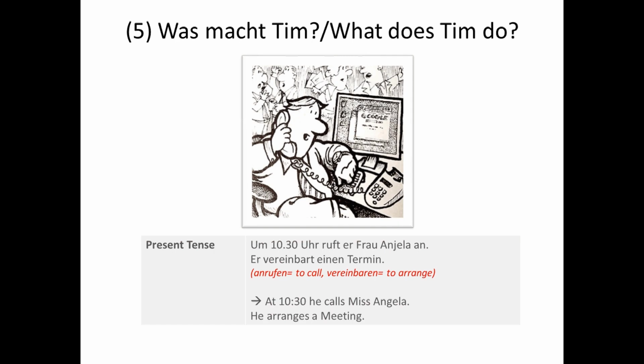Then the next point, 10:30, or halb elf, you can also say it. 10:30 ruft Frau Angela an. He calls Miss Angela. So the verb is anrufen. Again ruft gets conjugated in the first part and then an comes at the end. 10:30 or halb elf ruft Frau Angela an.